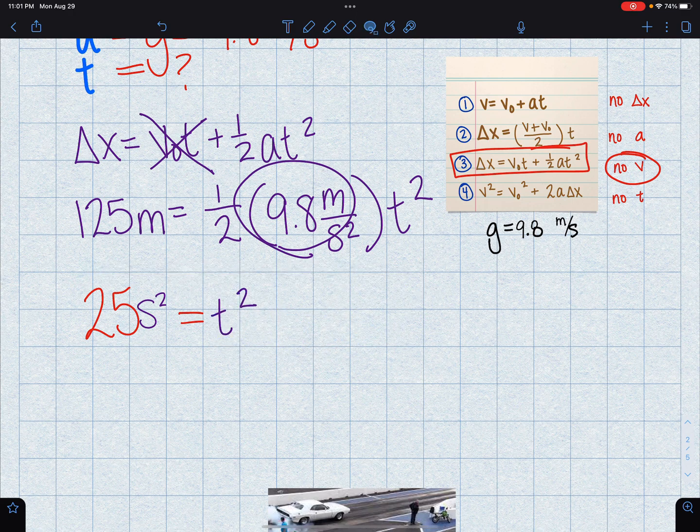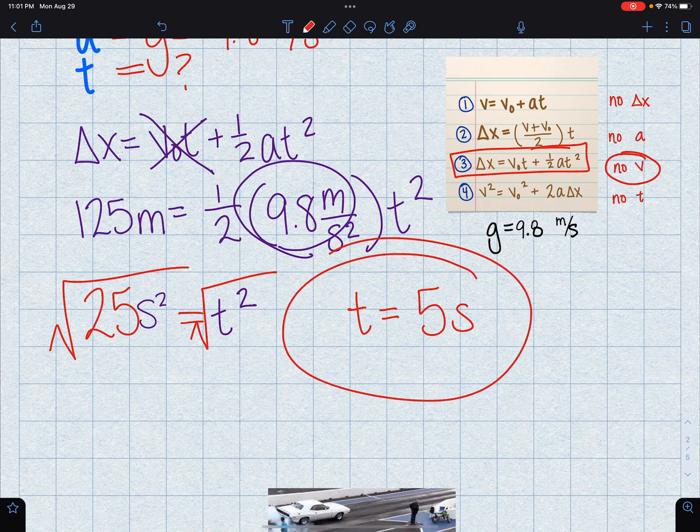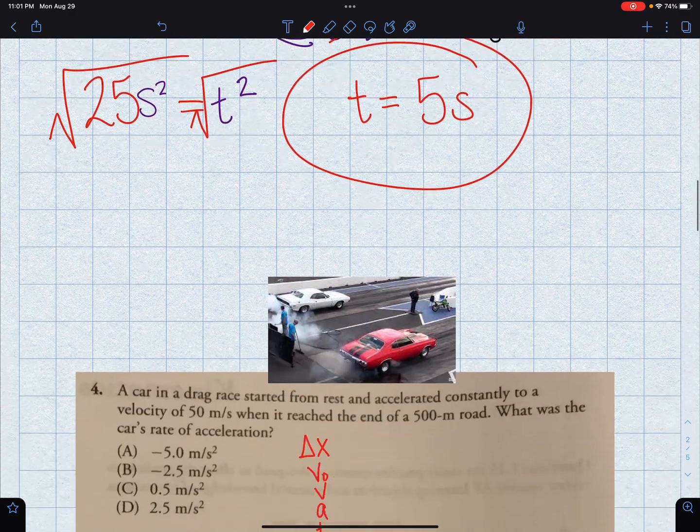Did you follow how I did that? Okay, now I don't want time squared, so I want to square root both sides. And then I'm going to be left with time is equal to 5 seconds. Sweet, that's the answer. All right, tell me if there's any part of that we did not follow along.